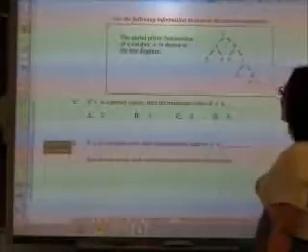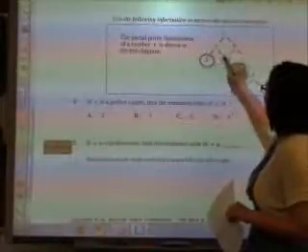Okay. Question number 5. The partial prime factorization of a number x is shown in the tree diagram. So x equals a times b, which is then 2 times 3, 2 times c, 2 times d, and so on. If x is a perfect square, then the minimum value of d is what?